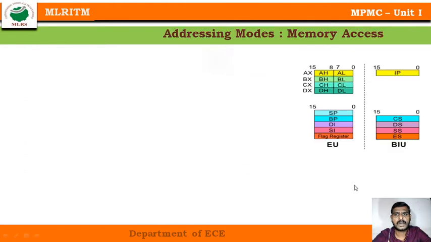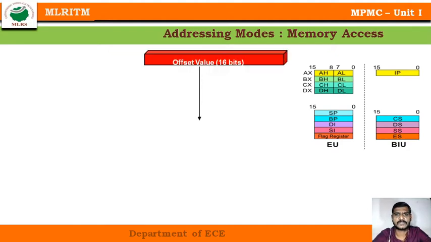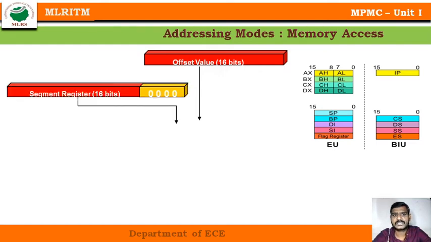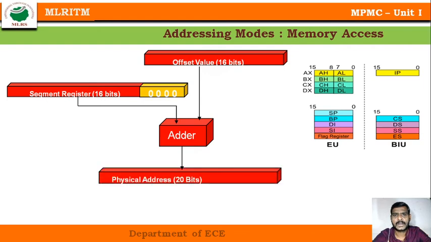Then if we come to the memory access or memory addressing mode, we need to know a little bit about how the memory is organized, how, when I'm transferring the data, an effective address is calculated in the memory. So we see what that memory access is. If I have an offset value of 16 bits, the segment register provides the other 16 bits, because we have already seen these things in the architecture of 8086. These two 16-bit registers combine and generate a 20-bit physical address.